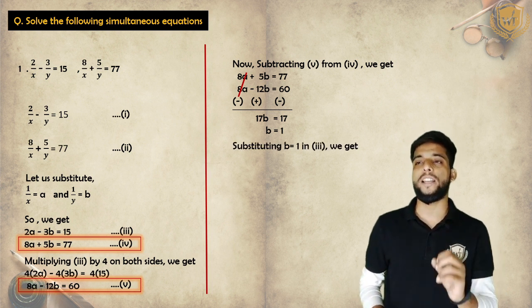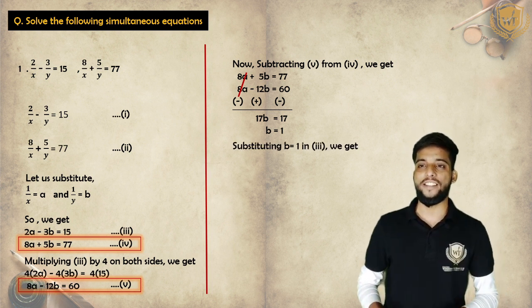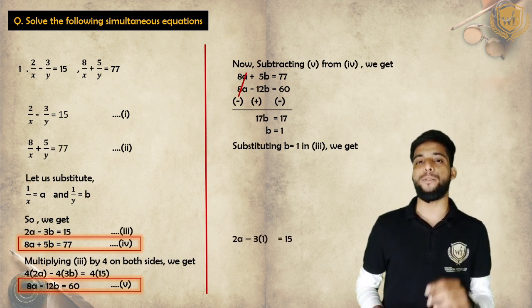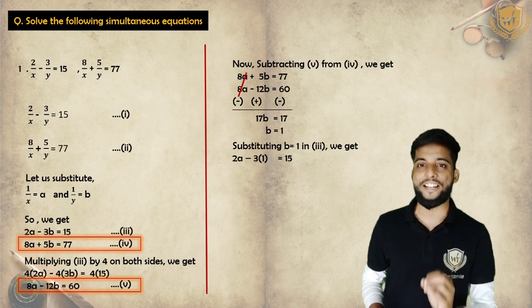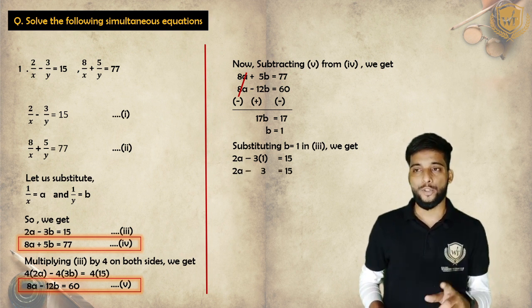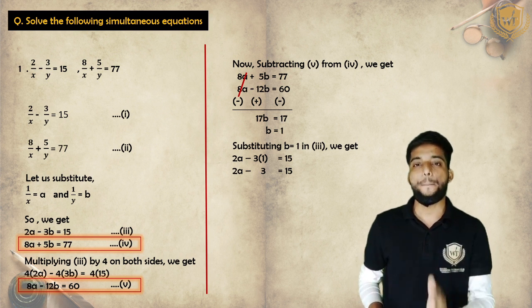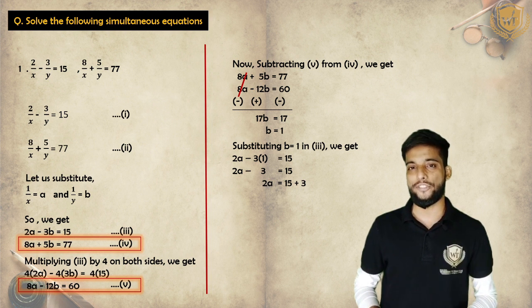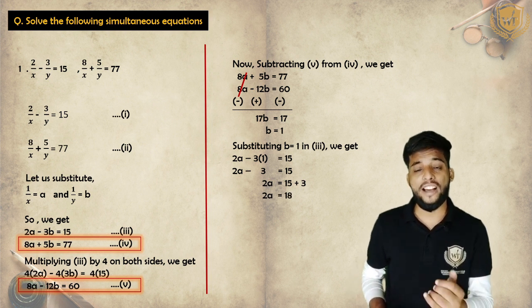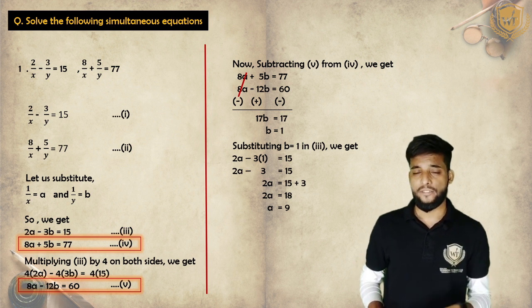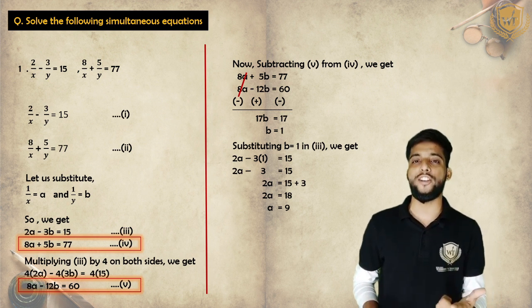So substituting b equals to 1 in equation number 3, we get 2a minus 3b will become 2a minus 3 into 1 equals to 15, because the value of b is 1. So 2a minus 3 is 15. Minus 3, let us transpose to the right hand side. We'll get 2a equals to 15 plus 3. The value of 2a is 18. So the value of a will be 9. We have got the value of a. We have got the value of b.